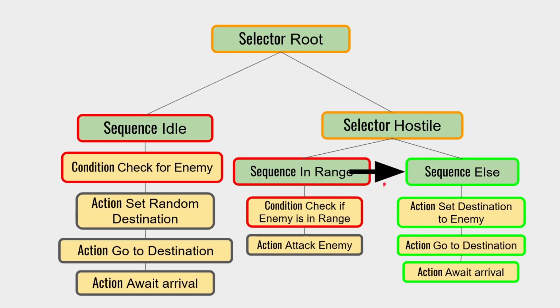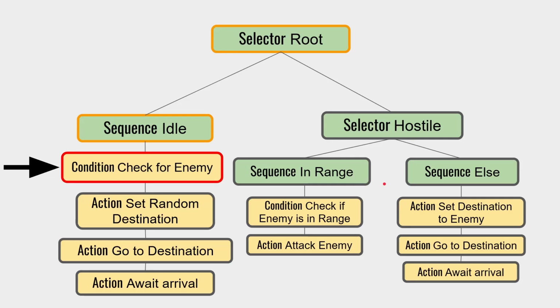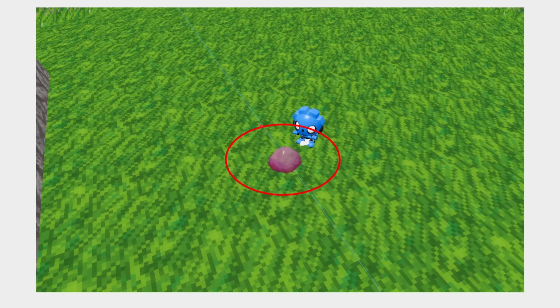And eventually that's going to succeed. It's going to propagate up, and it's going to start over. And then it's going to run through this again. It's going to find that it failed again. So it's going to go back up. It's going to go down here. It's going to go to in range. But now the enemy is in range.